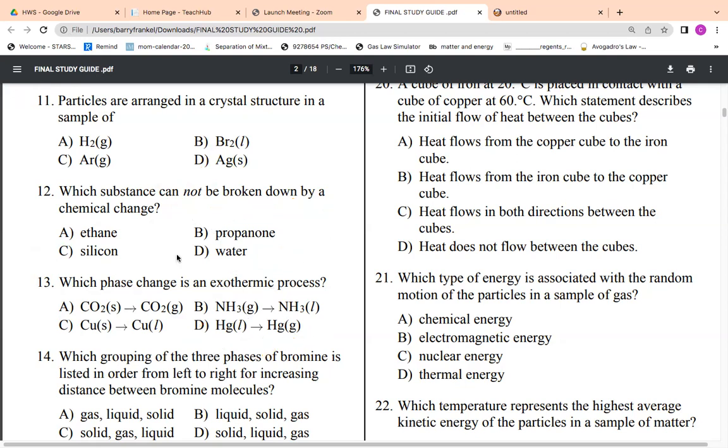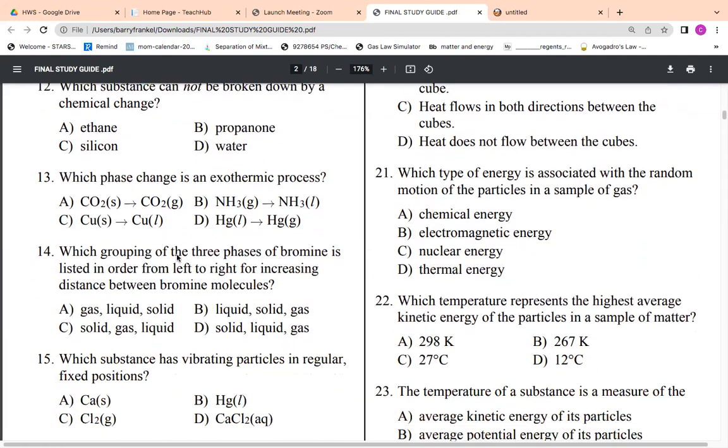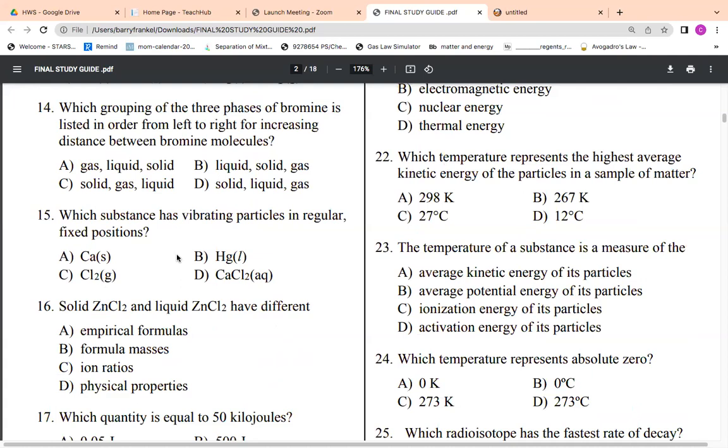Number 12. Am I looking at? No, I already did number 12. I'm going backwards. Okay, number 14. My bad. All right, number 14.